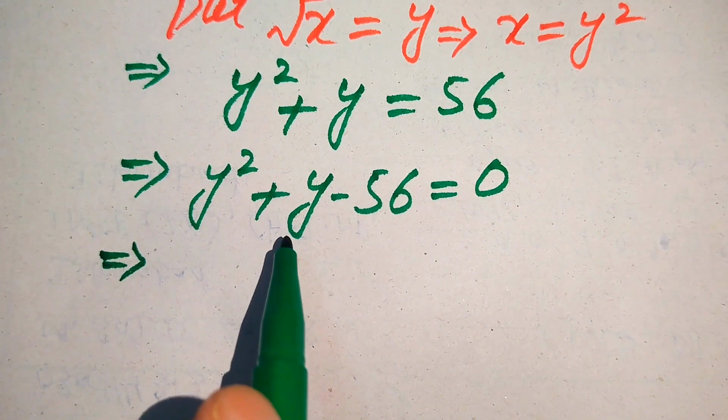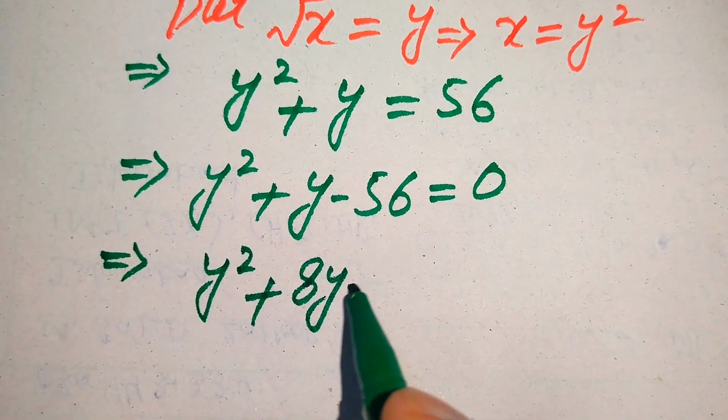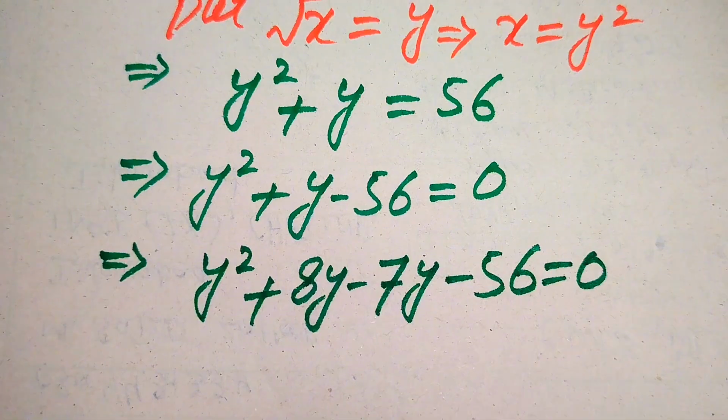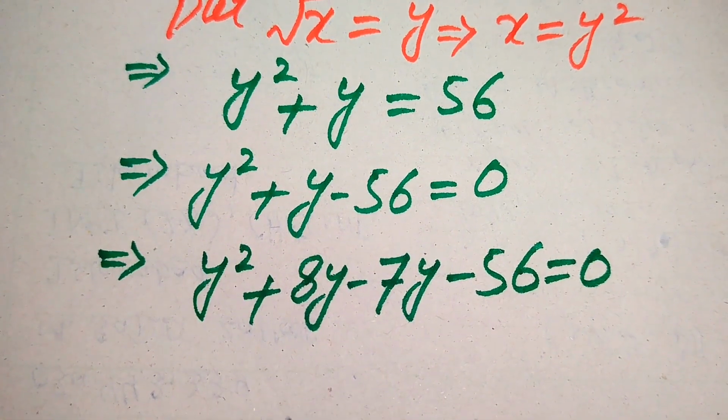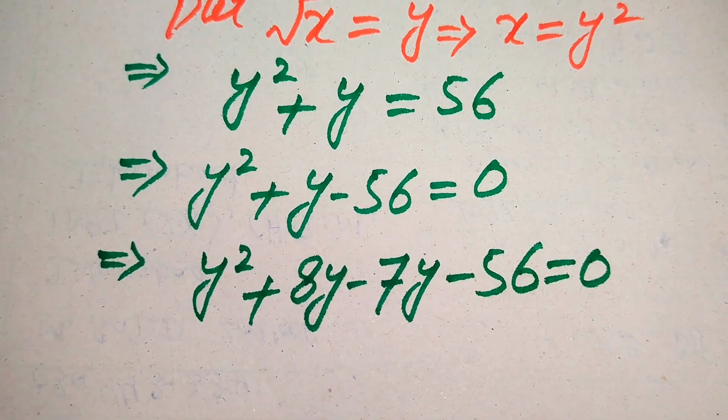So we write our middle term y in this form. This is y square plus 8y minus 7y minus 56 is equal to 0. And you see here 8 minus 7 becomes 1, and this is our plus y.